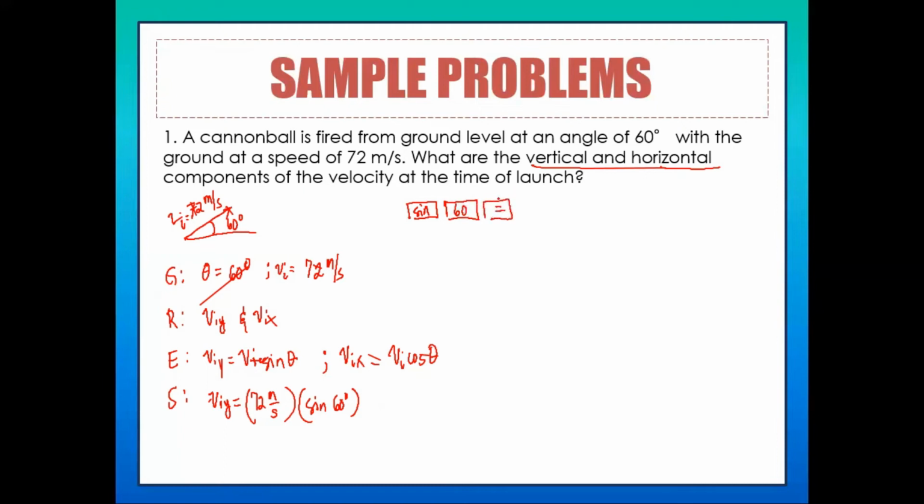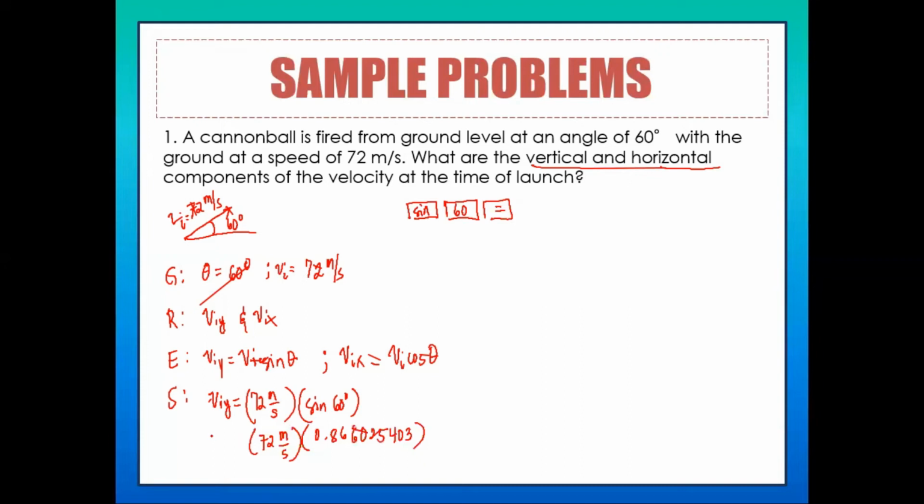Okay, so once you do that, the value of sine 60 is 0.8660 25403. Okay, so that is the value of your sine. Do not round off this value, no? Sa final answer tayo nagra-round off. And you multiply this to 72 meter per second.